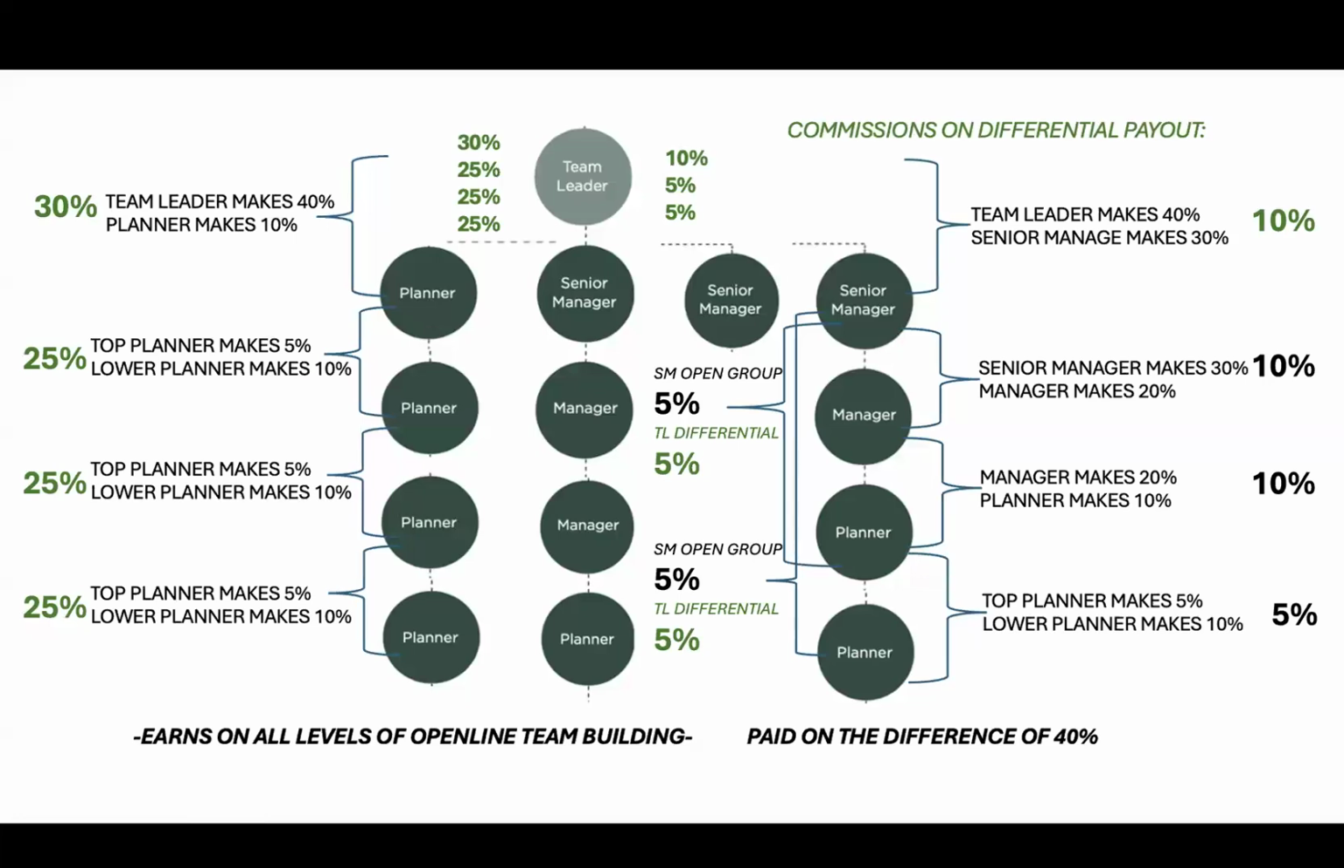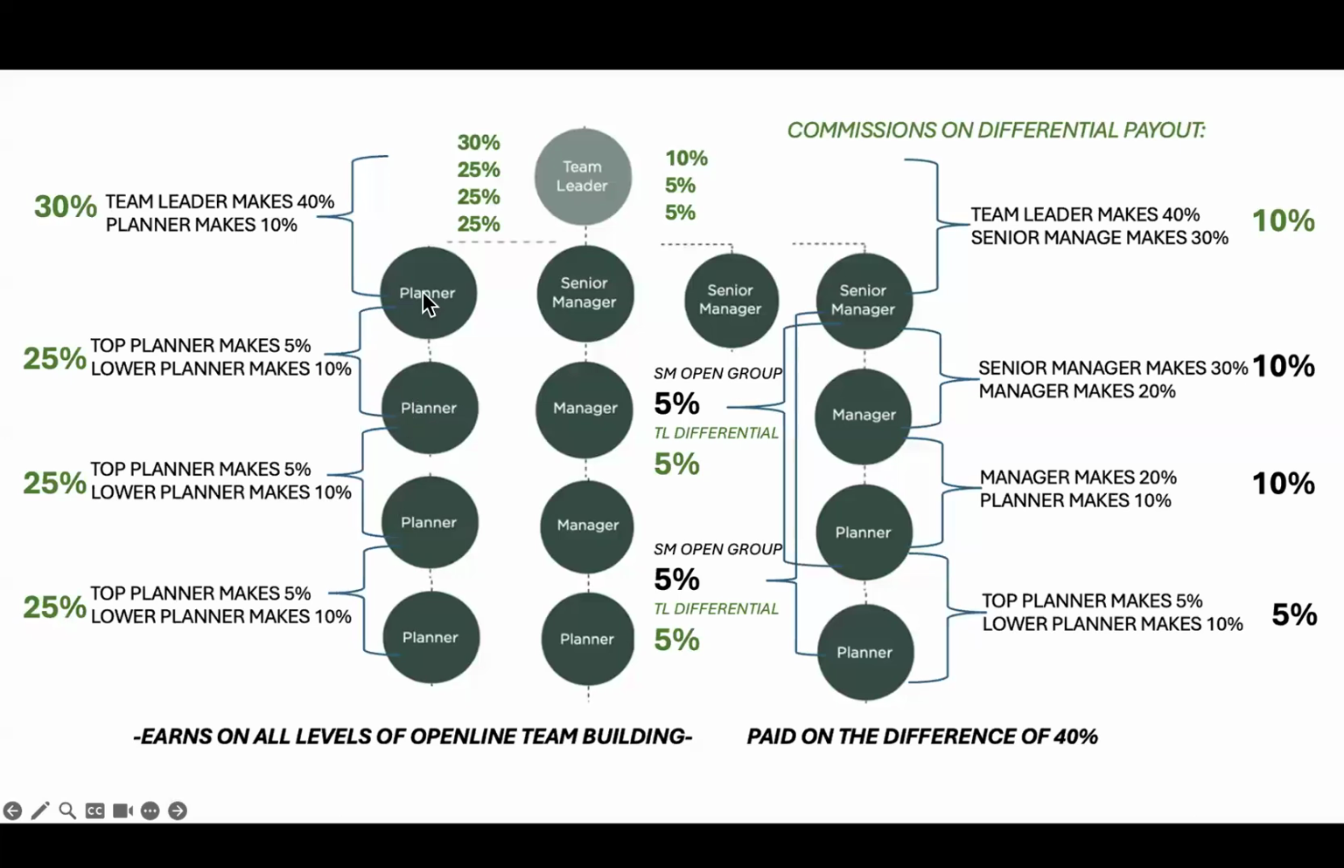I know when you look at this you think, oh my gosh, what is this? Analysis paralysis. But I will break this down piece by piece. Okay. Don't pay attention to anything else. Only look at the left side of the leg where it says 30, 25, 25, 25. So if I'm a team leader, right now, stay with me here, I'm at a 40% payout. If I'm at a 40% payout as a team leader and a planner is entitled to 10, team leader makes 40, planner makes 10. So the difference of 30% gets paid to who? The team leader.